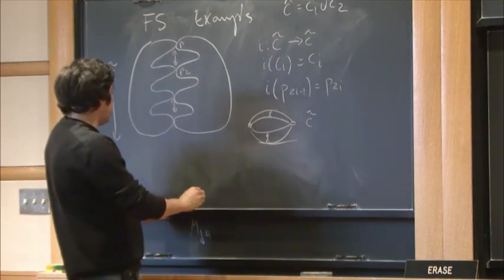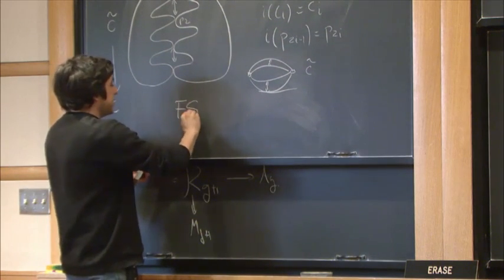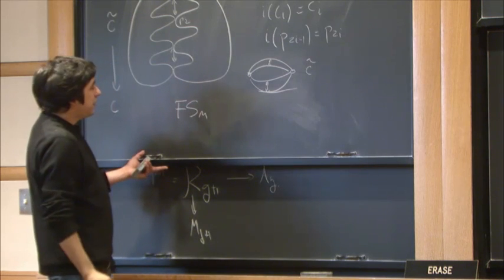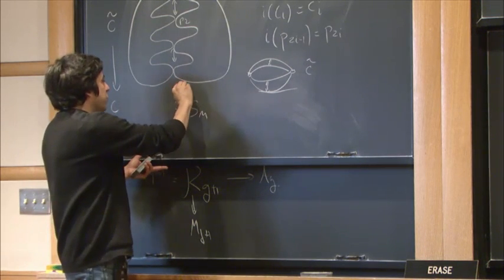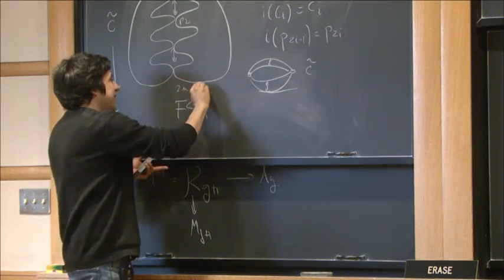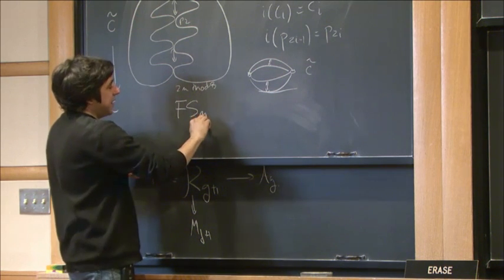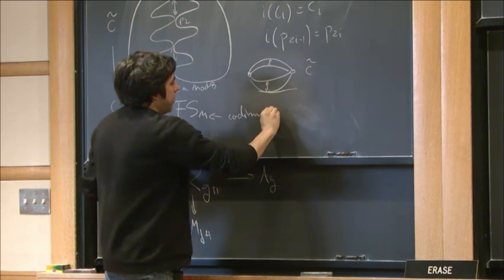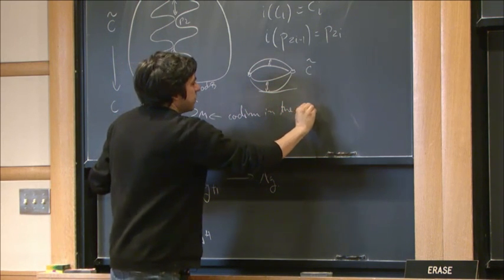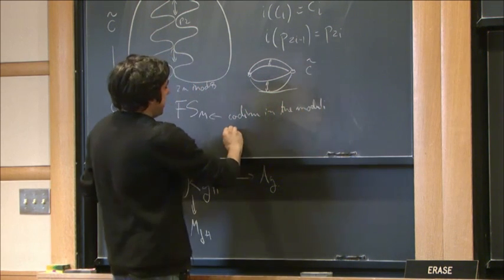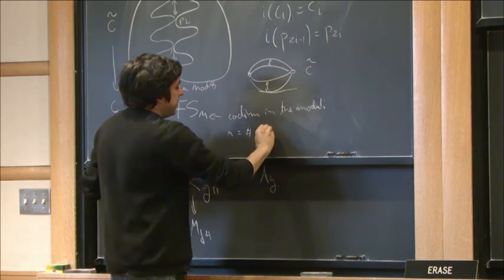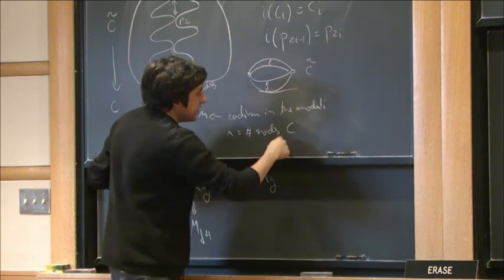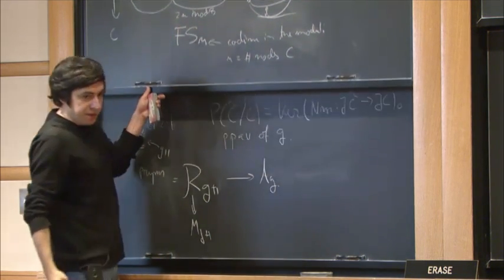And this would be called Friedman-Smith N. So there are two N nodes. The N stands for the codimension in the moduli, because N is the number of nodes of C, which is really what matters in terms of moduli.